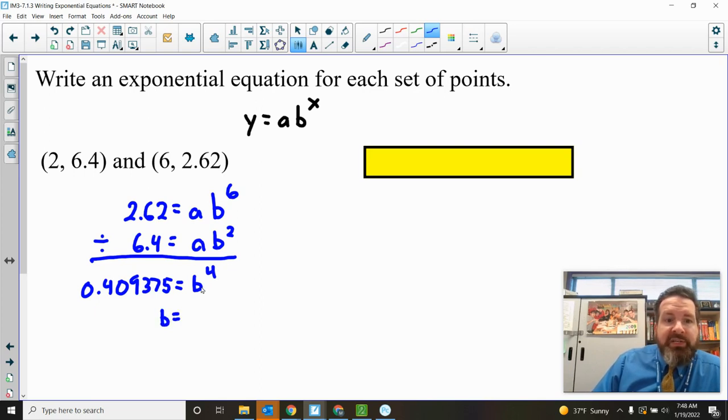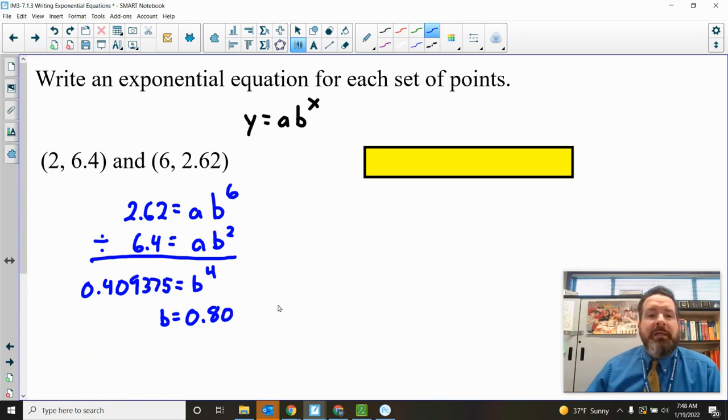Now to solve this equation, let's do a 4th root on the left and right hand sides. So the 4th root of that big decimal number ends up being about 0.79989. That rounds to approximately 0.80. Now, where should you round to? It depends on your context. For what we're doing right now, 2 decimal places is going to be plenty.